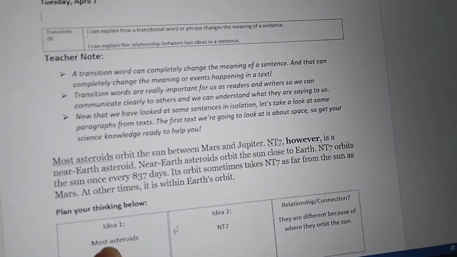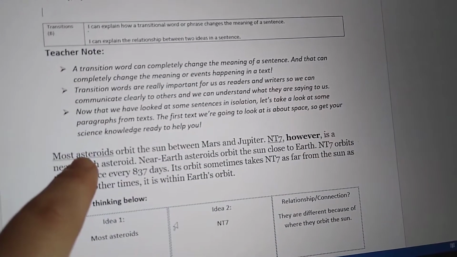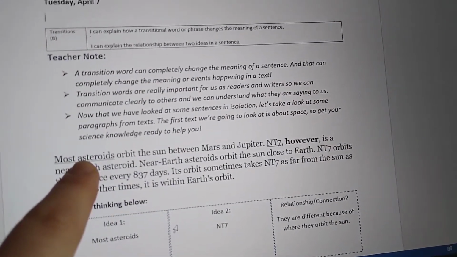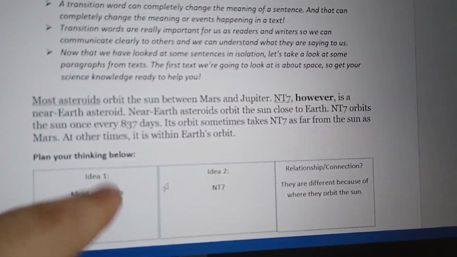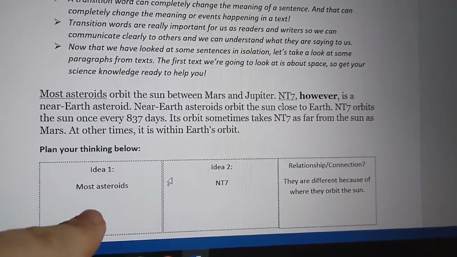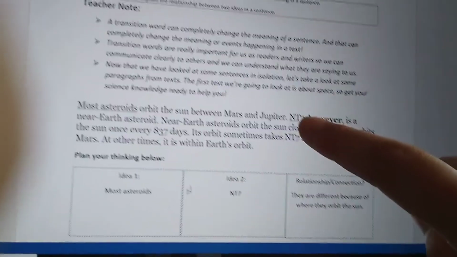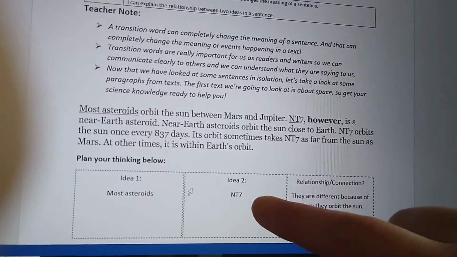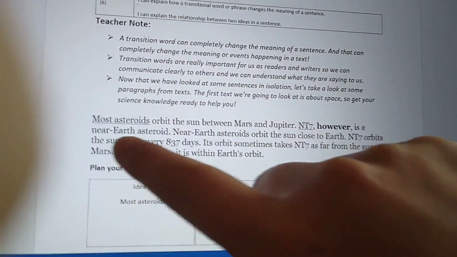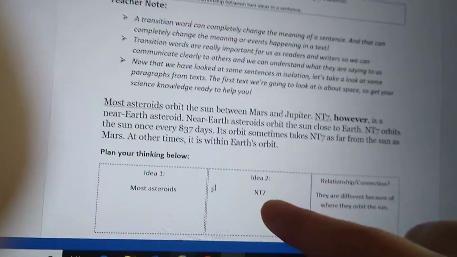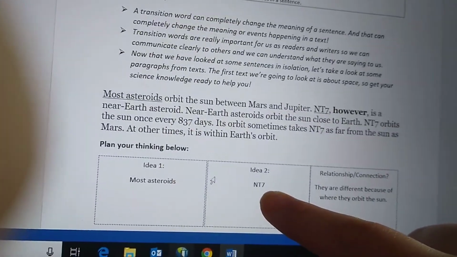So the first idea that we see from our first sentence is that it's talking about most asteroids. So for idea 1, I put most asteroids. Then if we look at our second sentence, our next idea is NT7. NT7 is a near-Earth asteroid. So for idea 2, we'll put NT7.